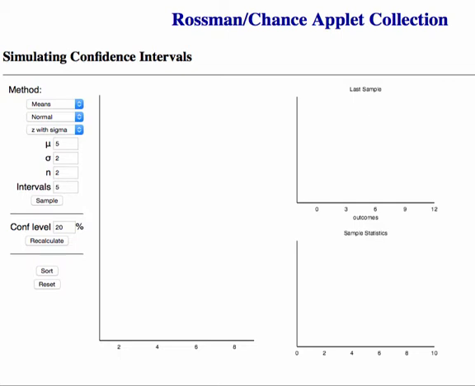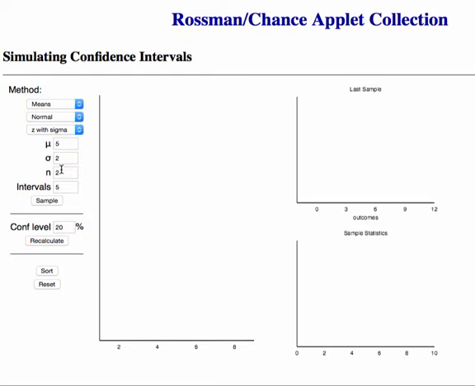All right, so what I'm going to talk about now is an applet that is online, and I'm going to put the link up so you can play around with it if you'd like. But what it does is it shows what would happen if you had a normal distribution with a mean of 5 and a standard deviation of 2, what it would be like to create five 20% confidence intervals with n equals 2.